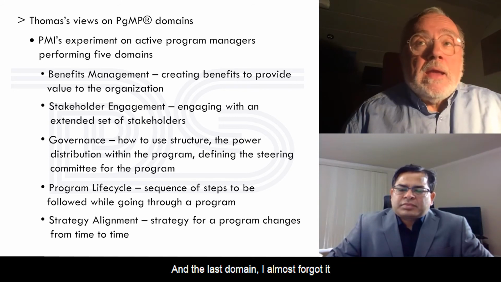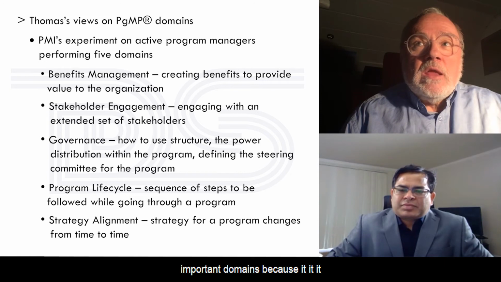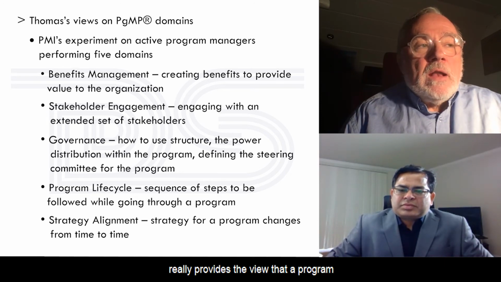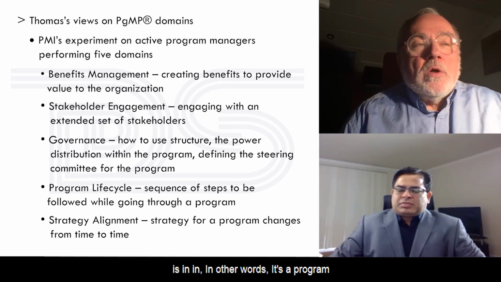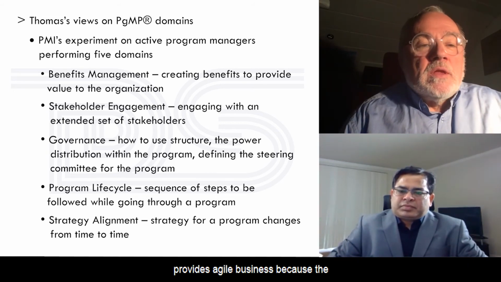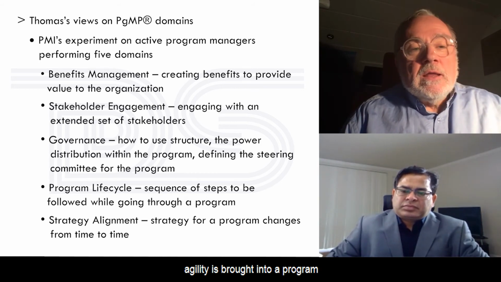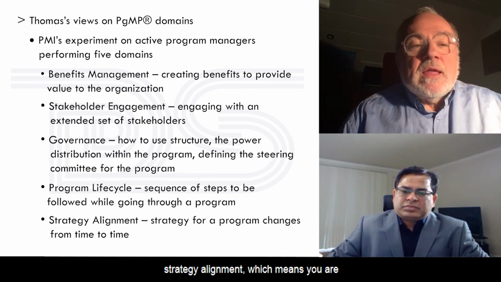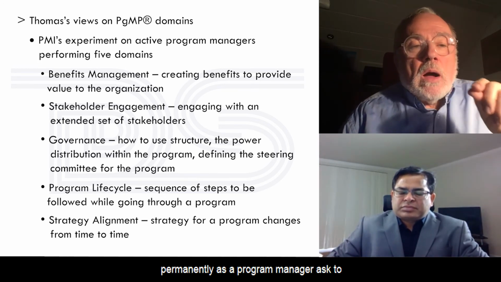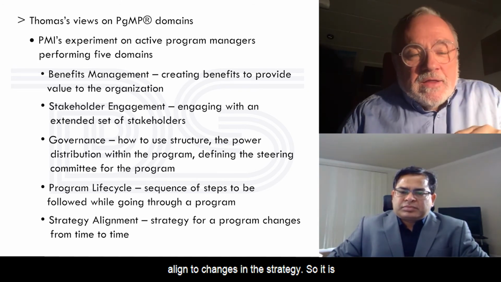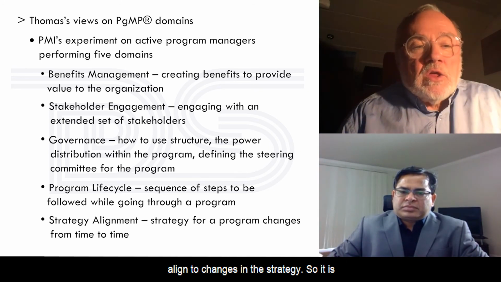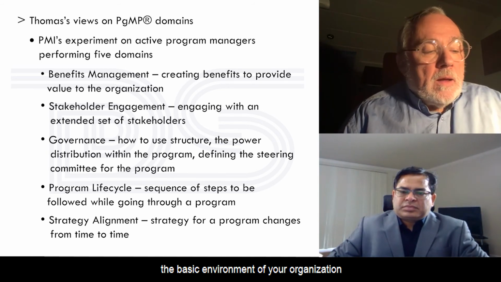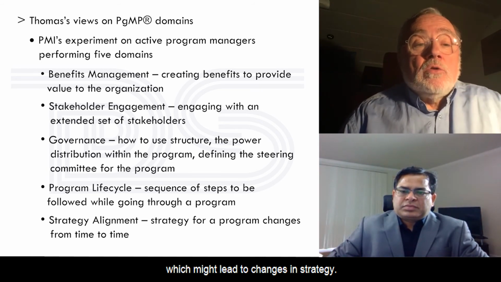And the last domain, I almost forgot, but it's maybe one of the most important domains because it really provides the view that a program provides agile business, because the agility is brought into a program by the last domain, which is strategy alignment. This means you are permanently, as a program manager, asked to align to changes in the basic environment of an organization, which might lead to changes in strategy.